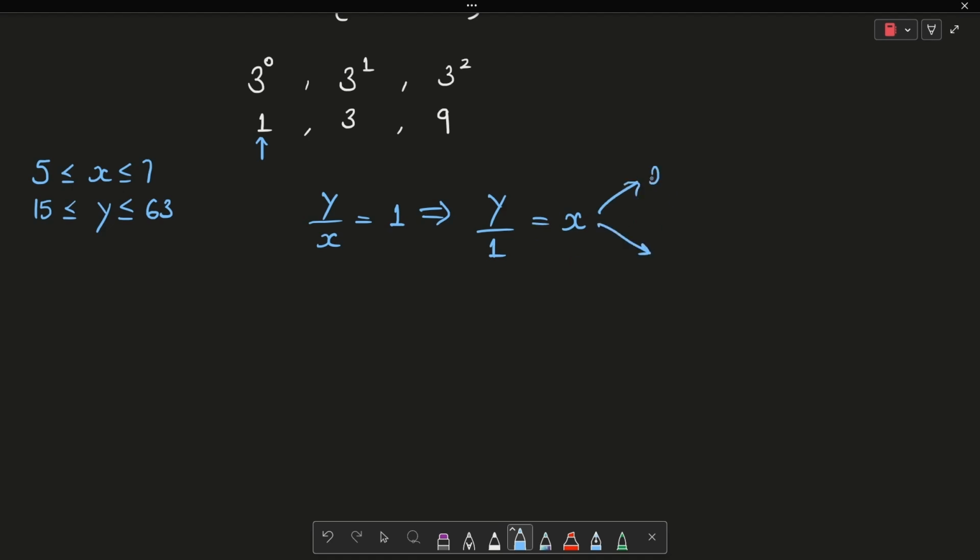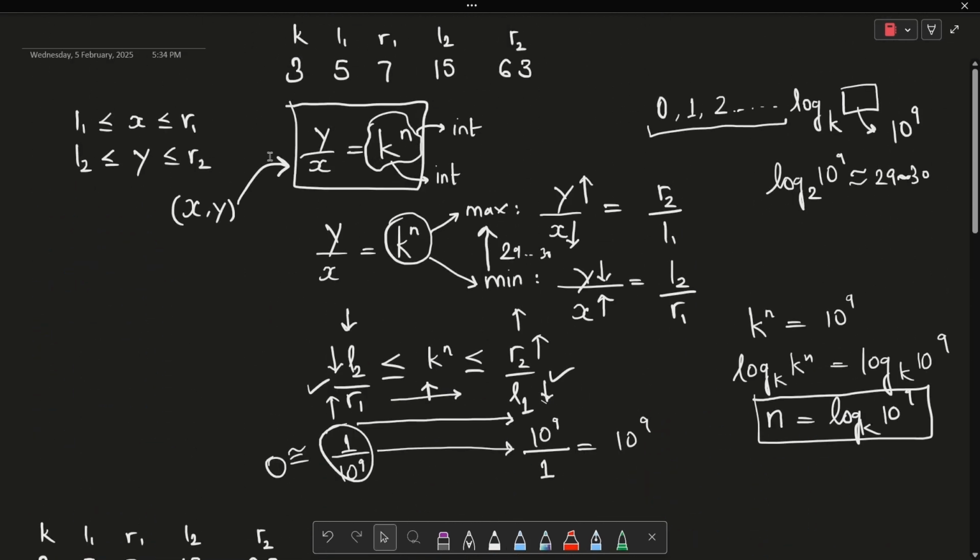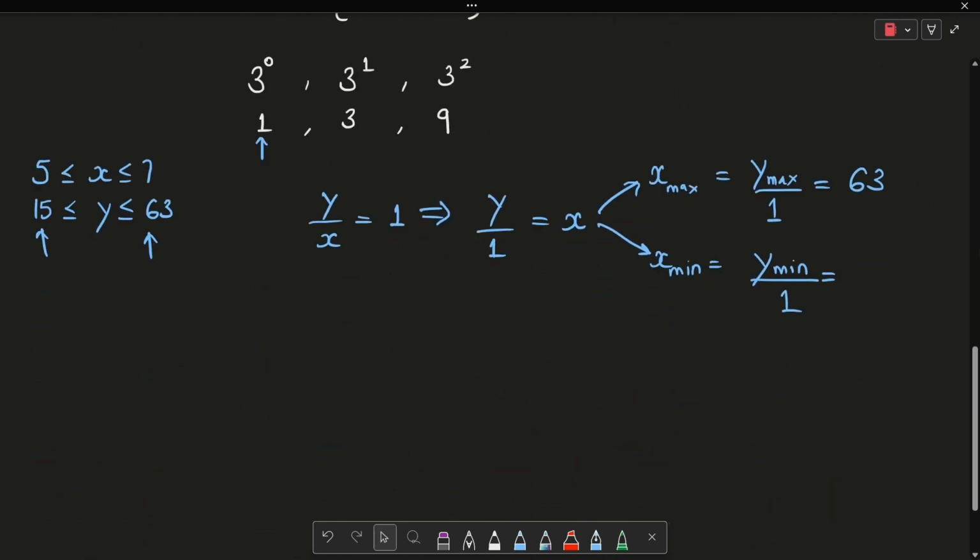What can be the maximum possible value of x? It will be y max by 1. Similarly, what can be the minimum possible value of x? It will be y min by 1. So what will be y max? Y max is 63. So 63 by 1 is 63. And what can be the minimum value of y? It can be 15, right? I have put the ranges right? Yes, okay, it's correct, fine. So y min can be 15, so 15 by 1 is what? 15 only, right? This is 63 and this is 15.